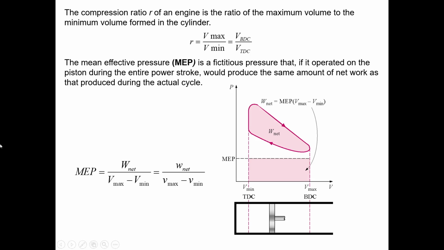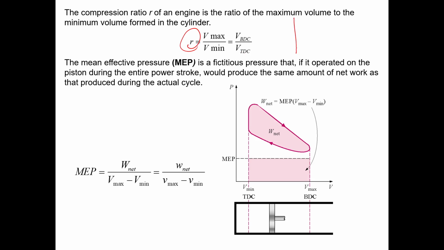Then a few terminologies. We have something called the compression ratio. We can denote it as R. R is the compression ratio. It's the ratio of Vmax divided by Vmin. Vmax means the volume at the bottom dead center, divided by the volume at the top dead center.